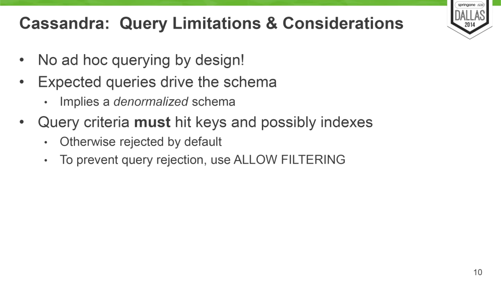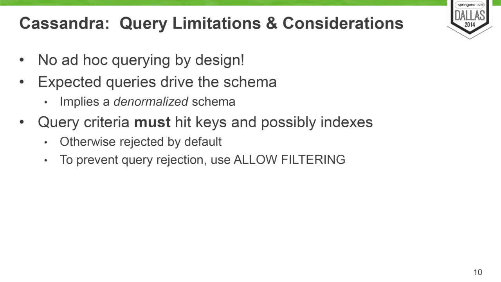All right. So limitations and things that implies for Cassandra. Again, no ad hoc querying. So the implication is very, very important. Know your queries ahead of time and design your schema to satisfy those queries. Duplicate your data, that's okay. The assumption is disk space is cheap. We don't mind duplicating data. We're just going to store it in a denormalized form so we can get at it quickly. Okay?